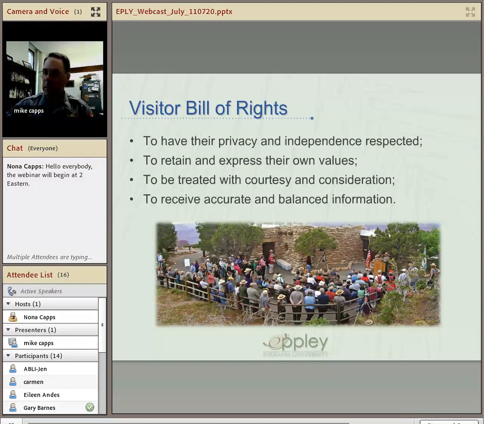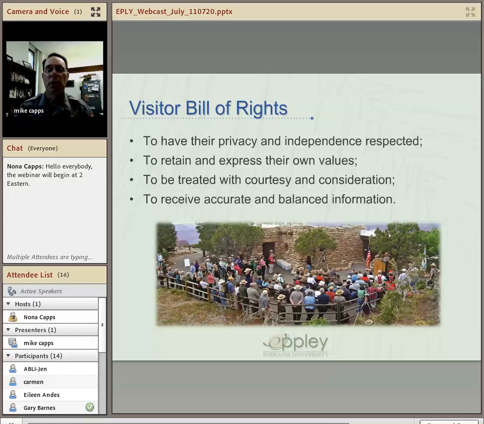We also want to keep in mind that visitors have certain rights, kind of inalienable rights when they come to a park. The first is to have their privacy and independence respected. Like I say, they may be at different places on that continuum. They've got different reasons for coming, and that's all okay. We need to respect those reasons and respect their privacy. Some visitors come to a park and they want to experience it on their own terms, at their own level, whatever that might be.